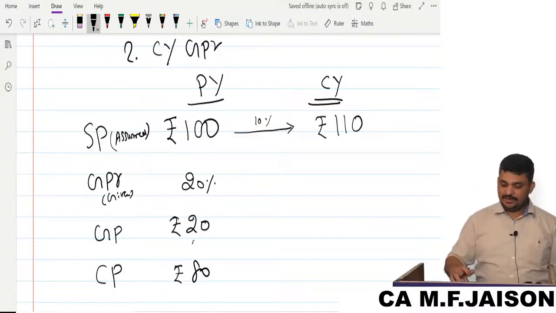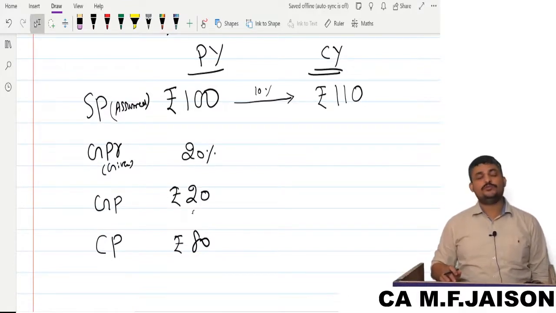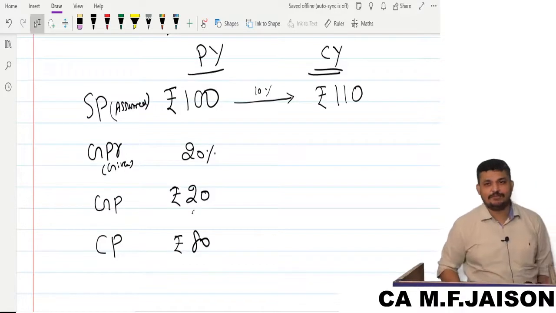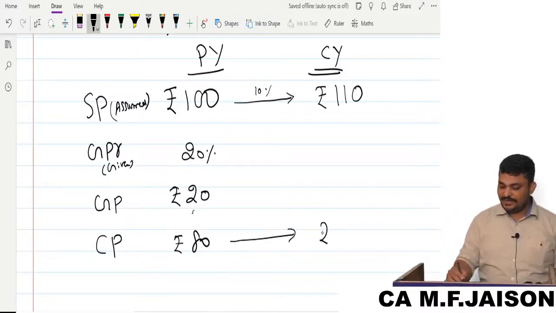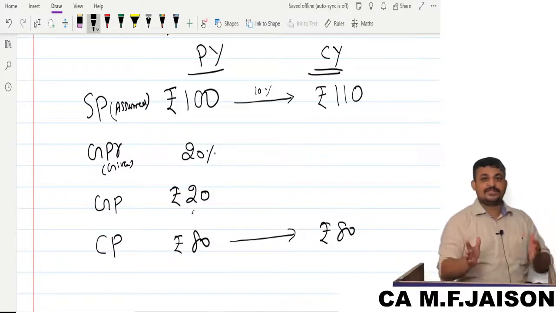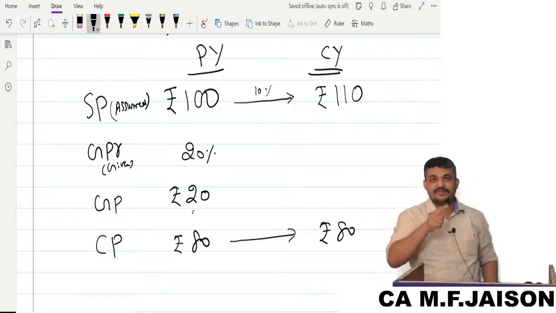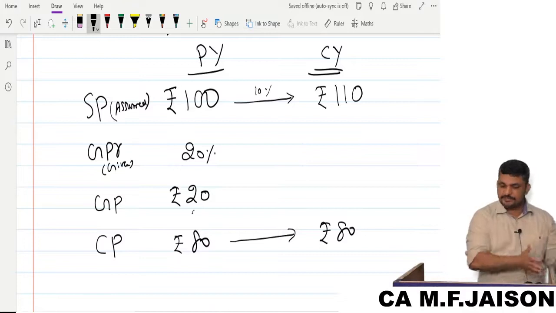Correct? Now I didn't say anything about cost price. But you can't presume that if the selling price increases, the cost price also will increase. Not necessary. I want extra margin, so I increase the selling price. It doesn't mean I am paying more to my suppliers. So the cost price still remains the same in the current year. If nothing else is mentioned, the prices of the previous year are the prices of the current year, we are assuming.